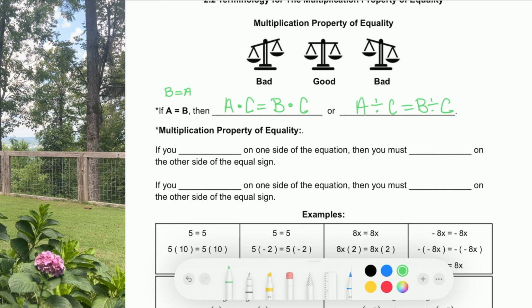All right, so multiplication property of equality. If you multiply on one side of the equation, then you must multiply on the other side of the equal sign. If you divide on one side of the equation, then you must divide on the other side of the equal sign.